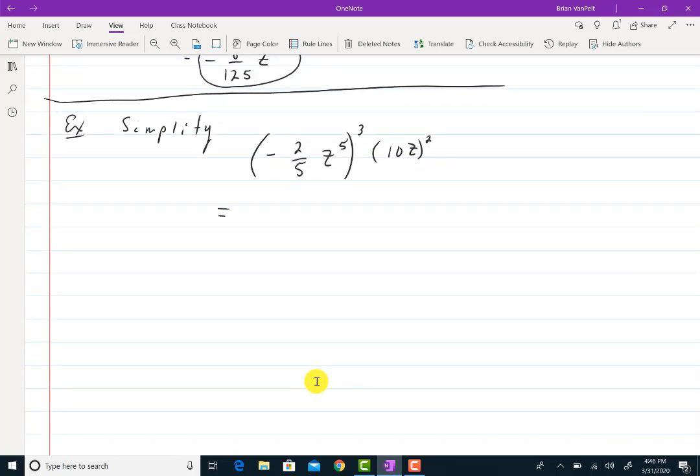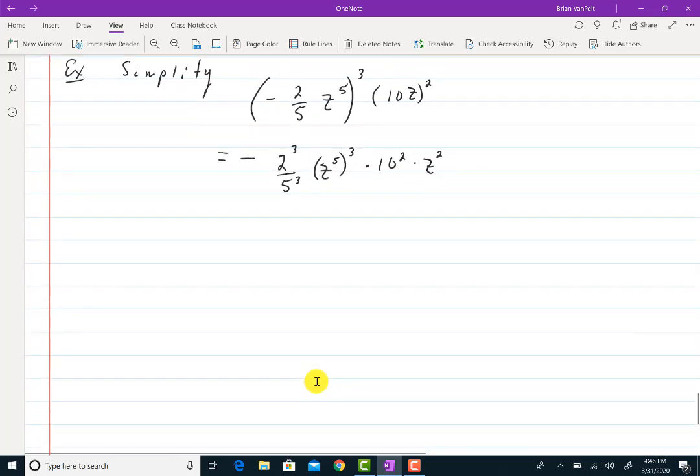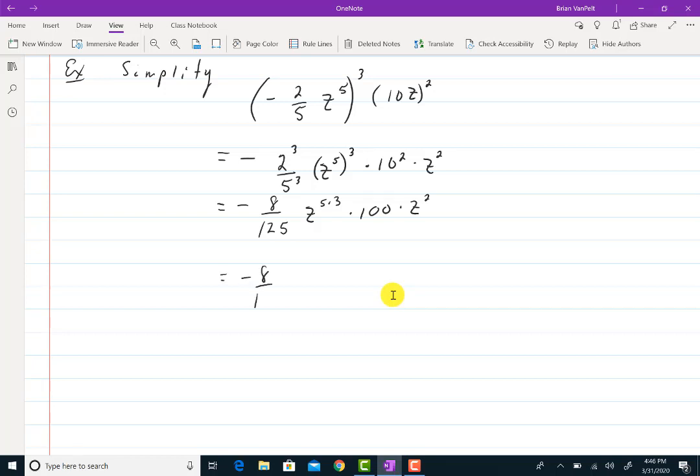As before, negative 1 to the third power will still be negative. I'll have 2 to the third over 5 to the third, z to the 5th raised to the third, times 10 squared times z squared. And that one used another rule that was a product to a power rule. So I have negative 8 over 125, z to the 5 times 3, times 10 squared. Well, 10 squared is 100, so let me go ahead and do that, times z squared. Let me put my numbers together, so I'll get negative 8 over 125 times 100, and then I'll have z to the 15th times z squared.